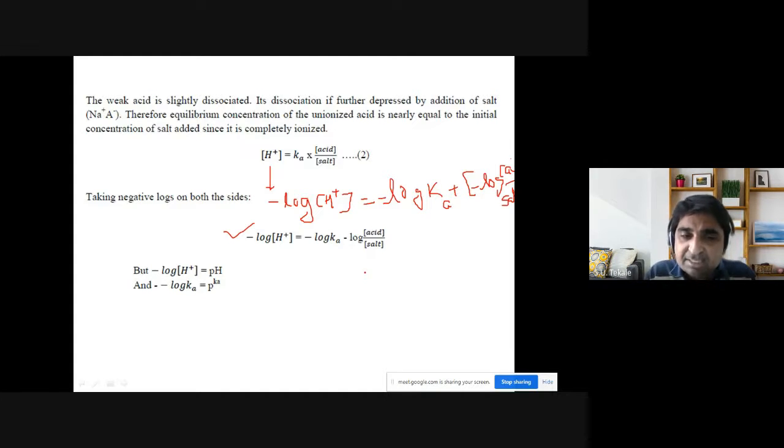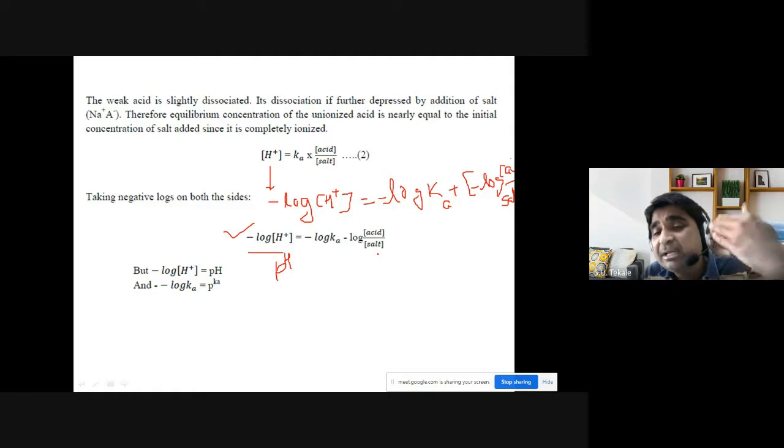But see the definition of this: minus log H plus is nothing but pH. So this term is pH, this term is pKa. Now here the minus sign is there. If I want to remove that minus sign and bring a plus sign, I will have to reverse this ratio, this fraction. So I need to take the salt in the numerator and the acid in the denominator.